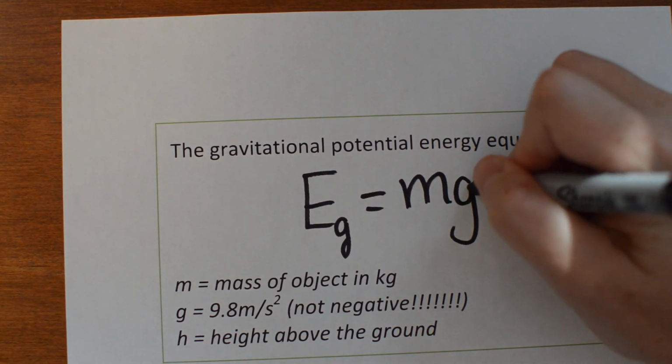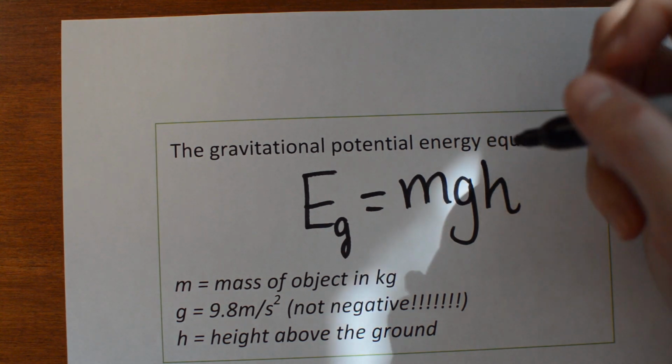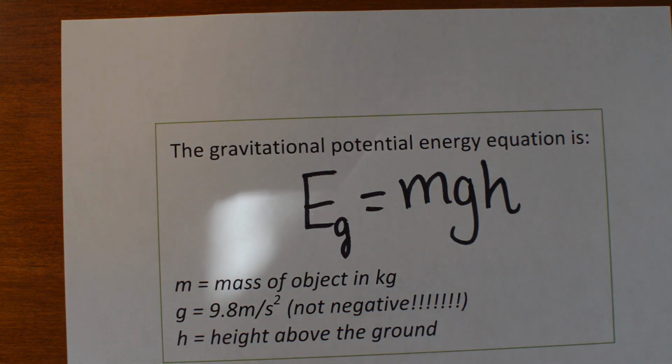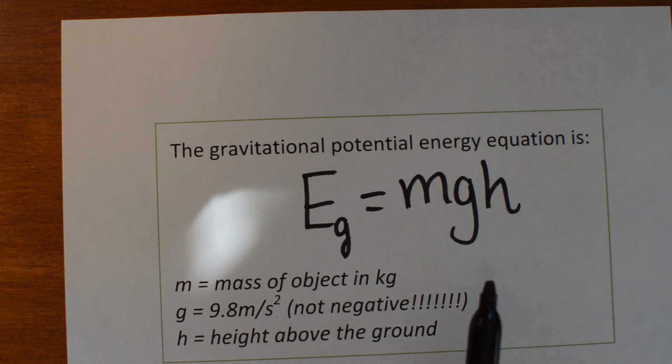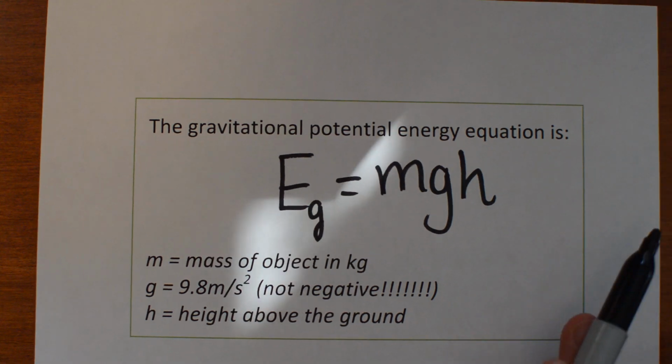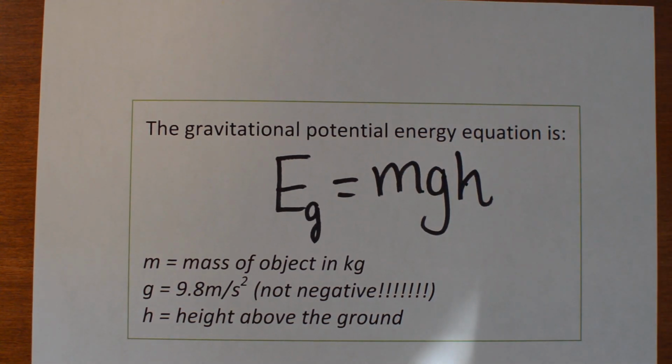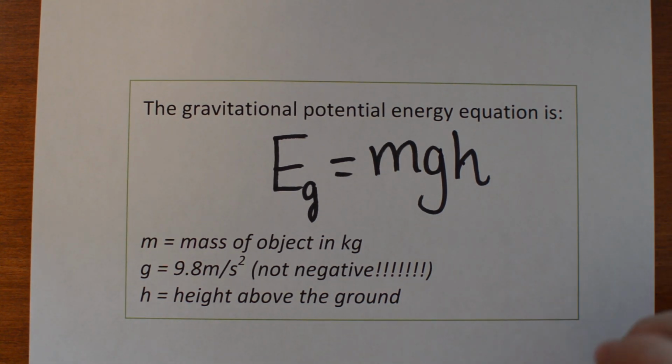m is the mass of your object. g is 9.8 meters per second squared. Notice that's just a constant, 9.8 meters per second squared. It is not negative. When we've talked about negative g, that came from the sign of a free body diagram. There's no free body diagram in this at all. This is just a number g. h is how high you've lifted it above the ground, or whatever 0 is in your problem. All right, let's do an example.